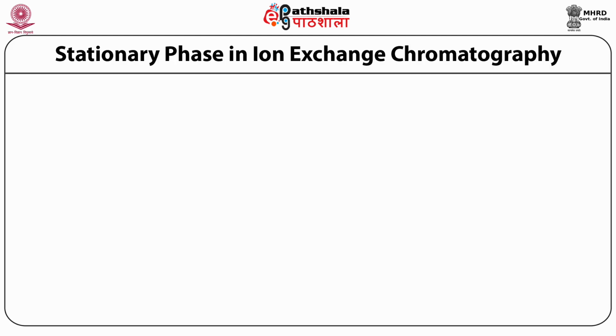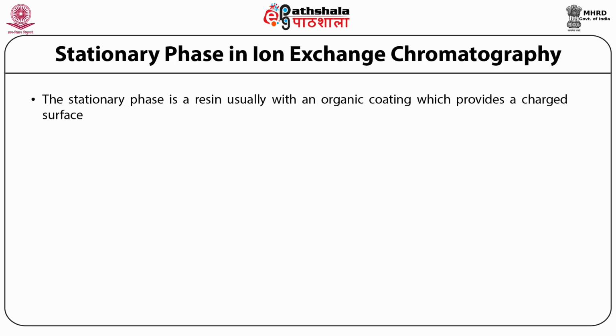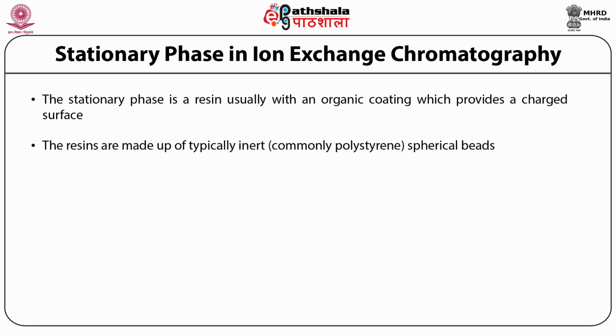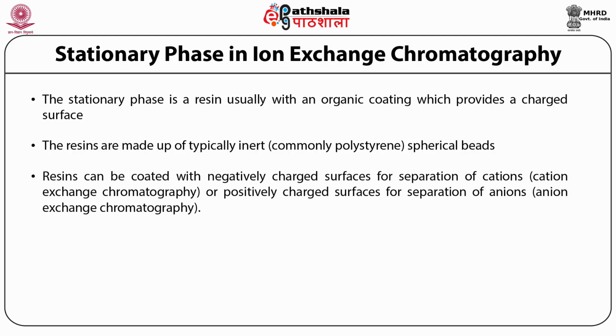Now let's talk about the stationary phase that is used in ion exchange chromatography. In chromatography, as I have told you earlier, there are two phases. One is the stationary phase and the other is the mobile phase. In ion exchange chromatography, the stationary phase is usually a resin, which is usually an organic coating which provides a charged surface. The resins are typically made up of inert material. Commonly used material is polystyrene, spherical beads. Resins can be coated with negatively charged surfaces for separation of cations. These types of ion exchange chromatographs are known as cation exchangers. When the resin has positively charged surface functionality, it is known as anion exchange chromatograph.